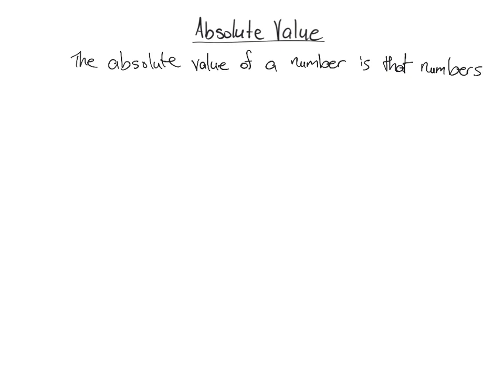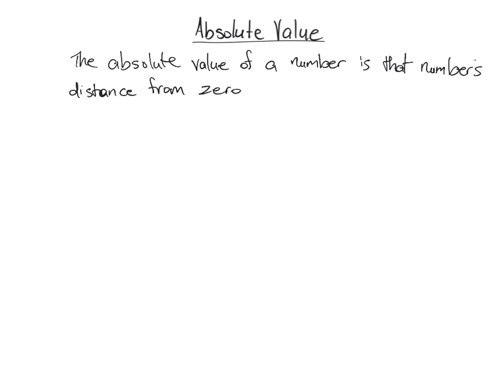Okay, so now we're ready to talk about the absolute value of a number. The absolute value of a number is that number's distance from 0. So think about that for a second while I write it down. The absolute value of a number is that number's distance from 0. And we're talking about the number line when we say the number's distance from 0.